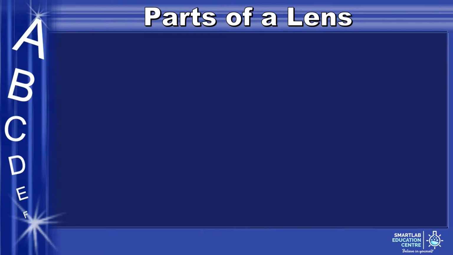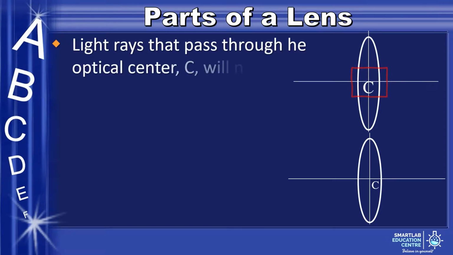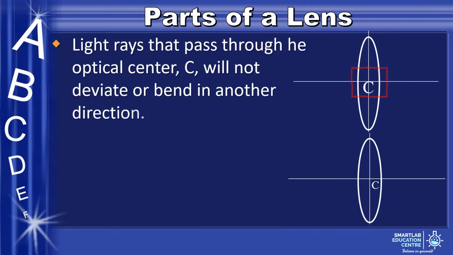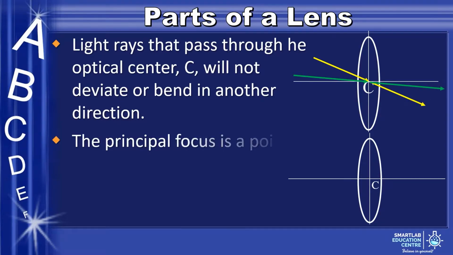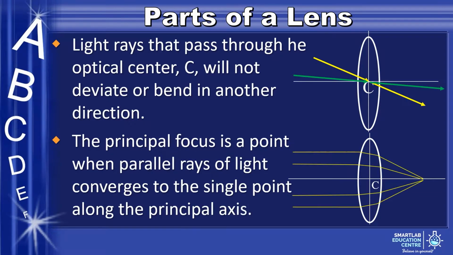Next we have the optical center. The optical center is a point whereby light rays will pass through and not deviate or bend in another direction. Hence, when a light ray of any direction passes through this point, it will continue to move in that direction. We also have the principal focus, which is a point where parallel rays of light converge to a single point along the principal axis.